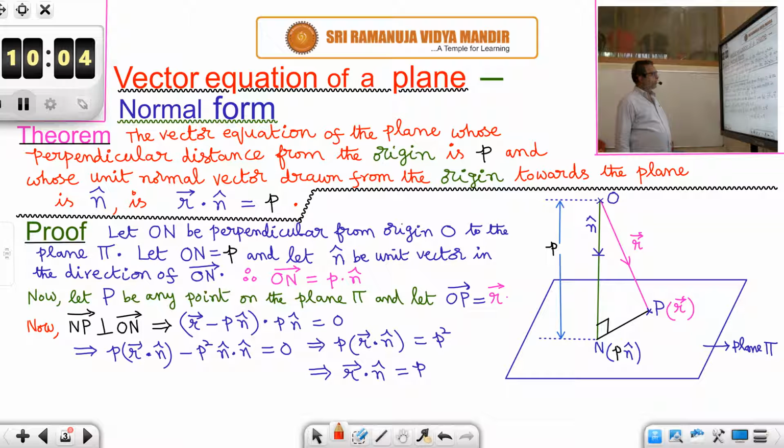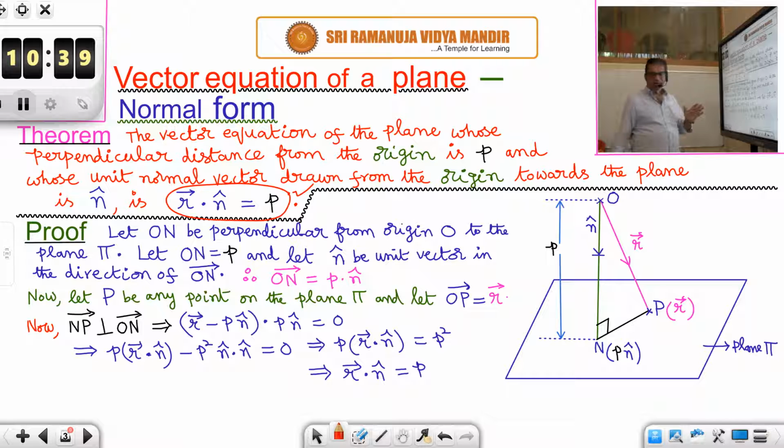The vector equation of the plane whose perpendicular distance from the origin is p and whose unit normal vector drawn from the origin towards the plane is n cap is r bar dot n cap equal to p. Simply r bar dot n cap is equal to p. See, this is the equation of the plane.